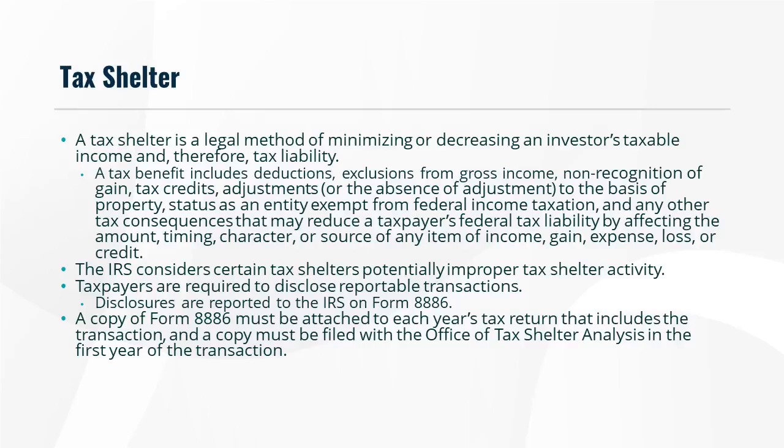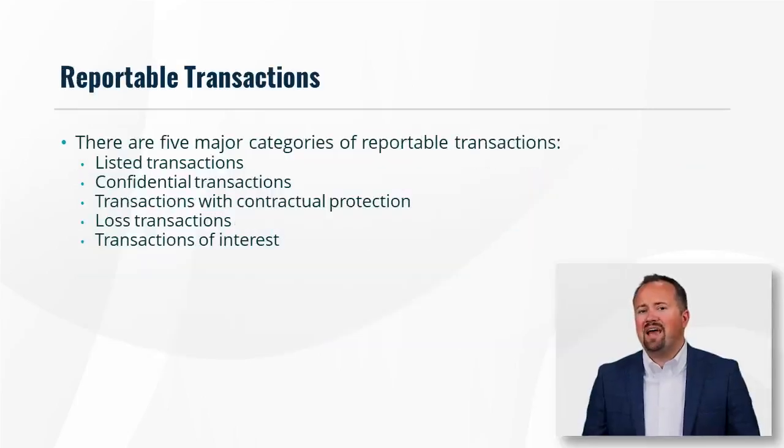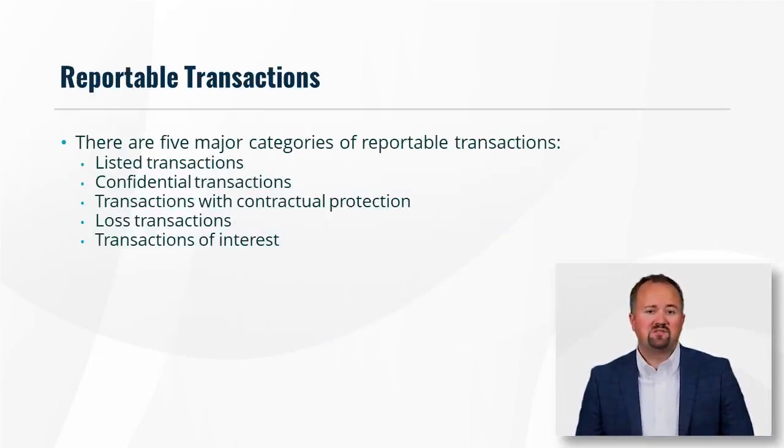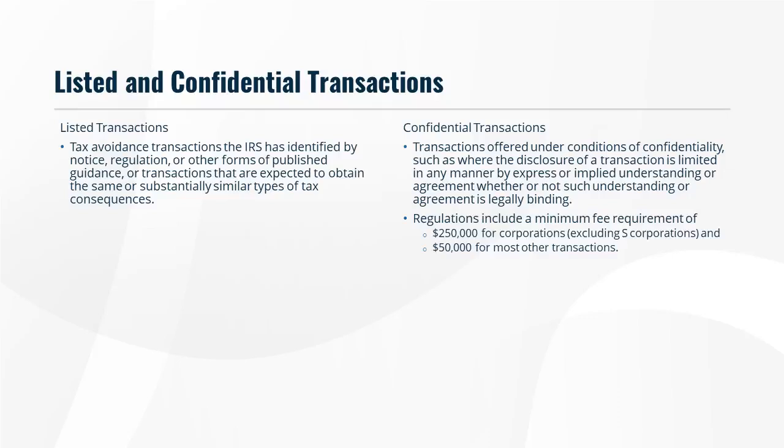Note, this form not only needs to be filed with the return itself, but also separately filed with the Office of Tax Shelter Analysis. Let's take a look at the 5 major categories of reportable transactions. Listed transactions are those specifically listed by the IRS. These may be found on the IRS website, updated periodically under listed transactions.